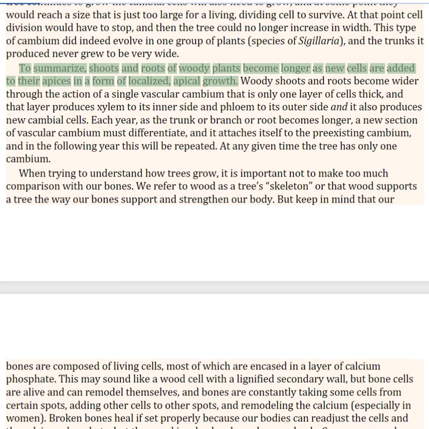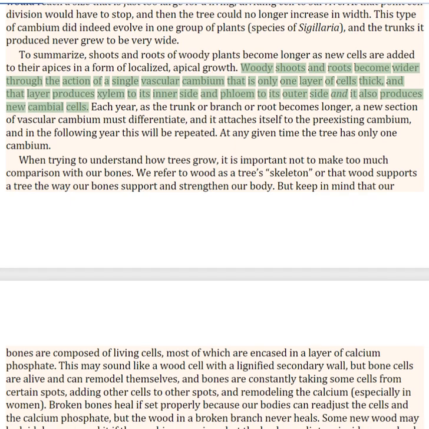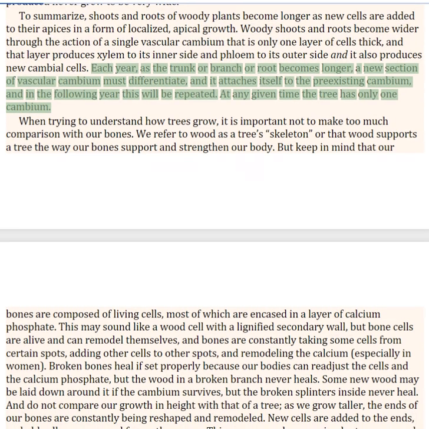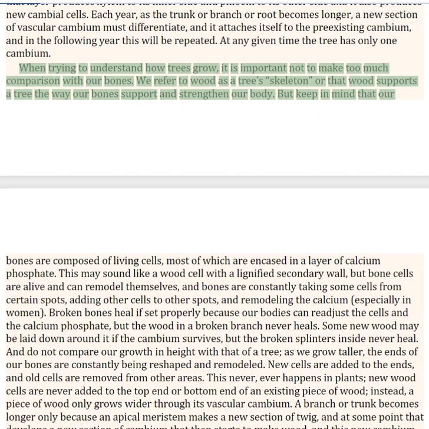To summarize, shoots and roots of woody plants become longer as new cells are added to their apices in a form of localized, apical growth. Woody shoots and roots become wider through the action of a single vascular cambium that is only one layer of cells thick, and that layer produces xylem to its inner side and phloem to its outer side, and it also produces new cambial cells. Each year, as the trunk or branch or root becomes longer, a new section of vascular cambium must differentiate, and it attaches itself to the pre-existing cambium, and in the following year this will be repeated. At any given time the tree has only one cambium. When trying to understand how trees grow, it is important not to make too much comparison with our bones.